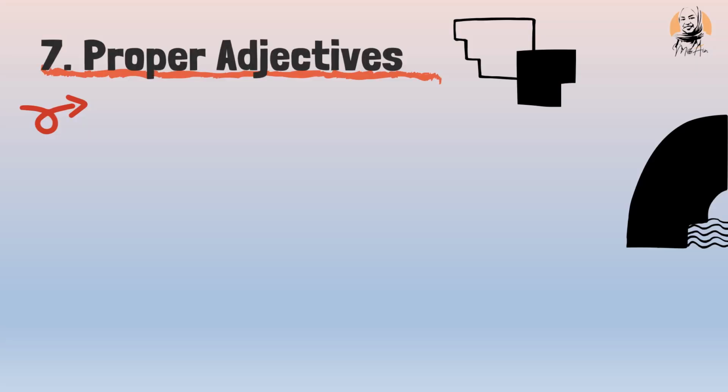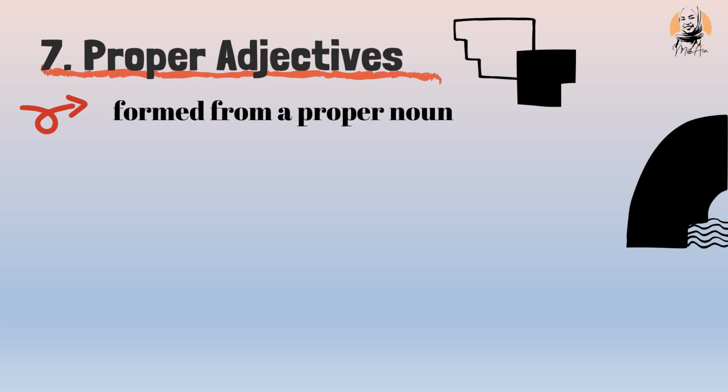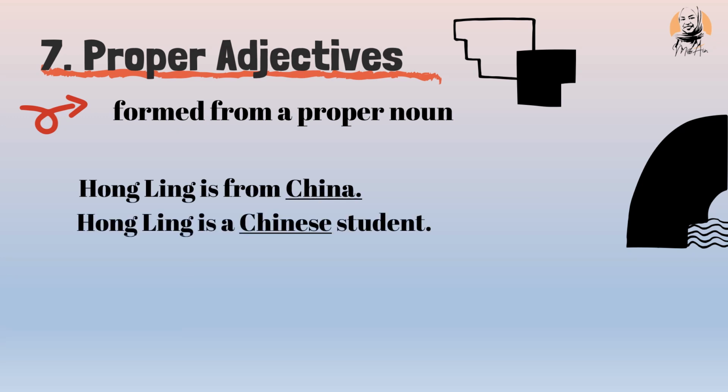Last but not least, there's another type of adjective. It is called proper adjective. Proper adjectives are formed from a proper noun. Okay, let's look at this sentence. Hong Ling is from China. So China there is a proper noun. How to form a proper adjective? Look at the next sentence. Hong Ling is a Chinese student. Note that the word Chinese is put right before the student. You want to talk about the student or the origin of the student. Hong Ling is a Chinese student. One more thing you have to note is that you use capital letter to write down the word, the adjective.